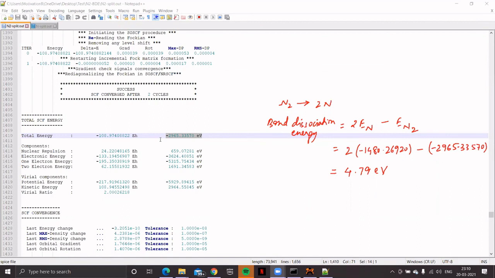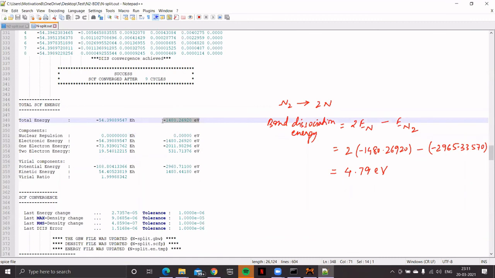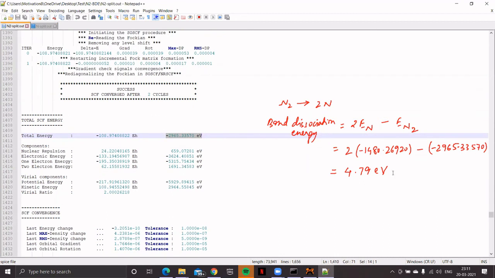So energy of the N2 is -2965. That's this value. So bond dissociative energy will be the energy of two nitrogen atoms minus the energy of N2 molecule using the same basis set, same method. So energy of N2 molecule, we are getting -2965.335570. That's there. And the energy of individual nitrogen atom is -1480.26920. So twice of that, so twice of the energy of single nitrogen atom minus the energy of the N2 molecule, the value is around 4.8 electron volt.